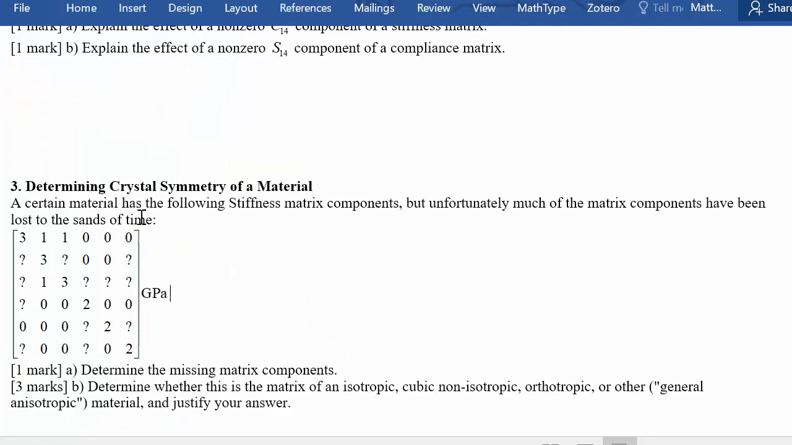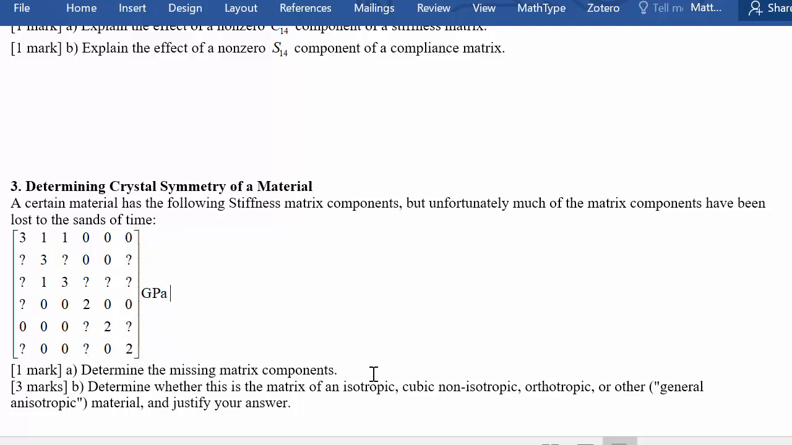Determine the crystal symmetry of a matrix. A certain material has the following stiffness matrix components, but unfortunately much of the matrix components have been lost to the sands of time. So we've got all these question marks, and who knows what was supposed to be written there. It's like we find this on a pyramid wall or something, and we need to figure out what the rest of the components are.